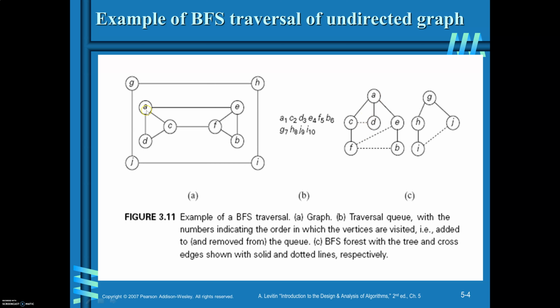So we started with A, then C, D, E is being visited, then A is removed. So for C, the only adjacent vertex now is F, and then for E it is B, then G, adjacent vertices are H, J, then for H it is I.